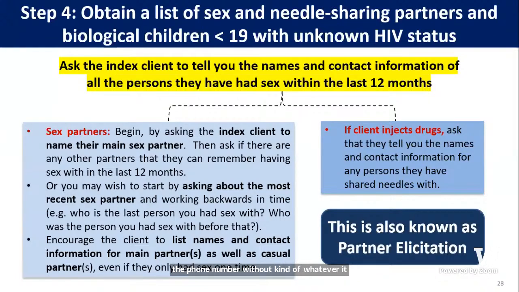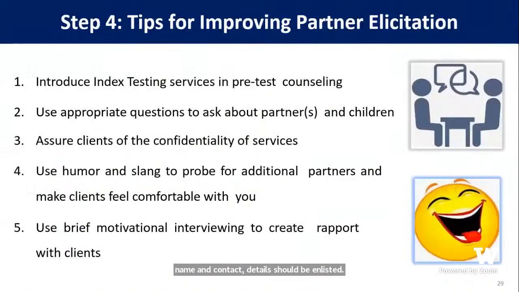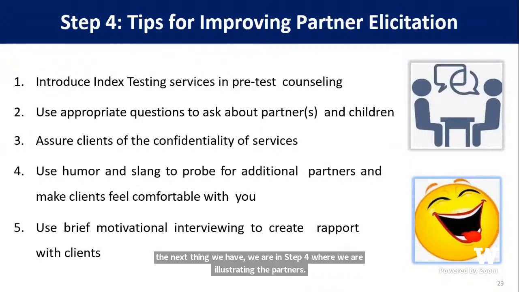The same way for injecting drug users also. Just ensure that for whosoever the needle or injecting equipment was shared with, their name and contact details are enlisted. Next slide, please. This activity is known as partner elicitation. Under index testing, we are in step 4, where we are eliciting the partners. We are doing the partner elicitation.